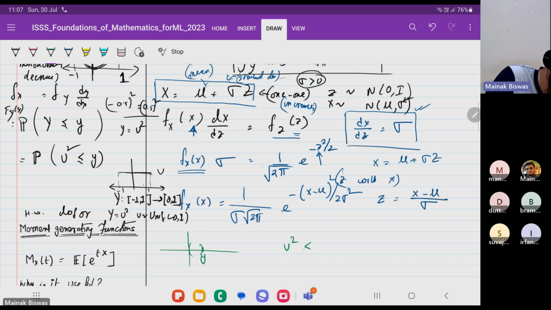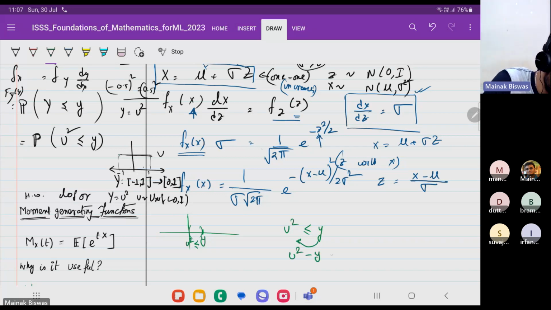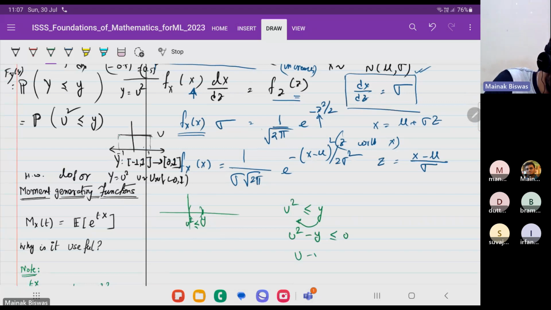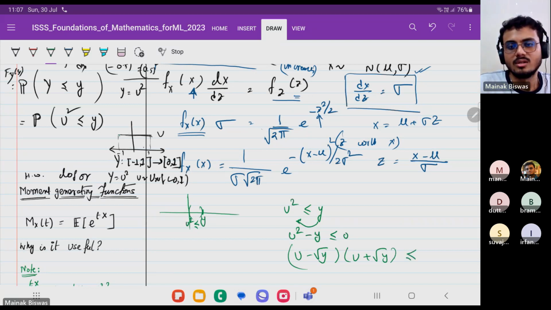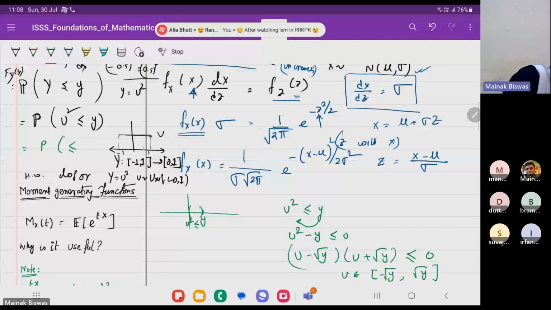if u square is less than y, I'm asking what values of u can it take, or for what values of u is u square less than y? Can you tell me? If I bring this side, u square minus y less than 0. So I can write u minus root y and u plus root y less than 0. Agreed? Right? That means u has to be between minus root y and plus root y, to make it less than 0. So this is equivalent to saying u has to be between them. This is the problem you will face when the domain and the range set are not 1, 1. Then you will have to do it manually.